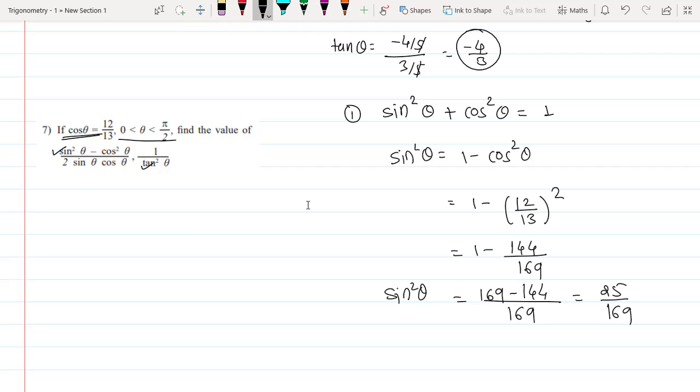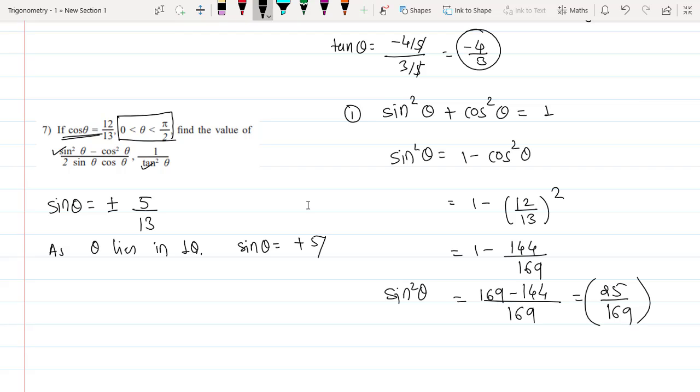If it is the sin square theta, can you give me the sin theta then? It is plus or minus, ह्याचा स्क्वेअर रूट काढायचं. 25 चा स्क्वेअर रूट कोण आहे? 5. 169 चा square root 13. Now tell me which sign you will take. Positive or negative? Positive. का? First quadrant. Exactly, quadrant. Perfectly fine यार, एक नंबर. आता तुम्हाला समजते सगळं. I will take positive sign only because the theta is lying in the first quadrant. As theta lies in first quadrant, I will take sin theta as positive 5/13.